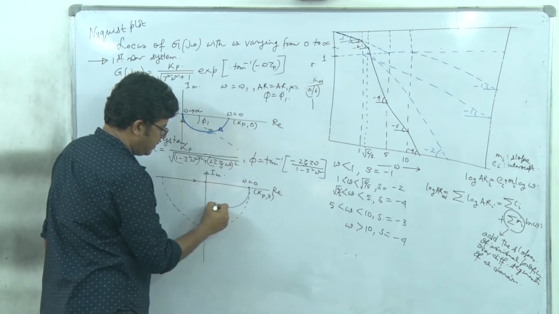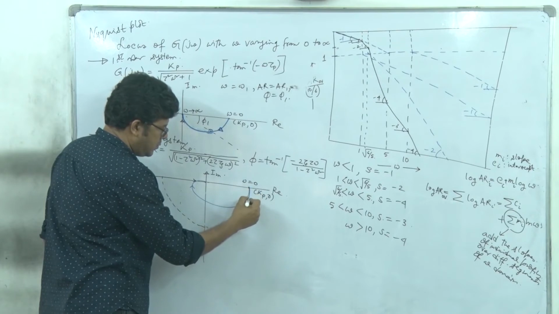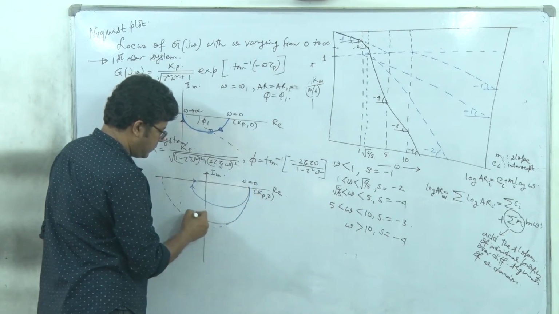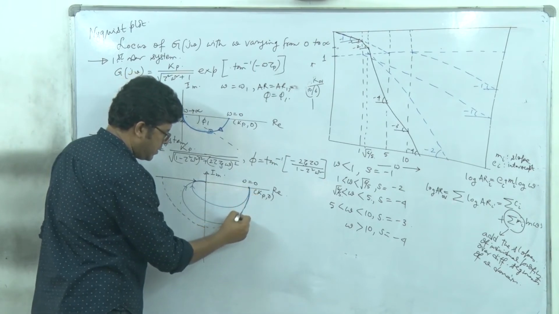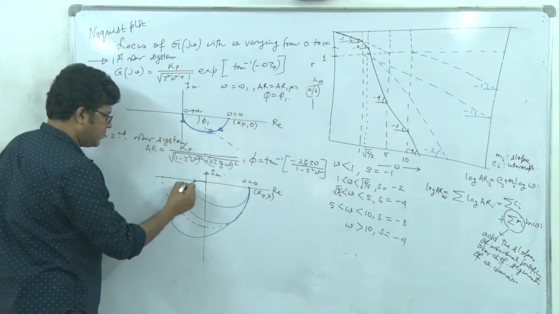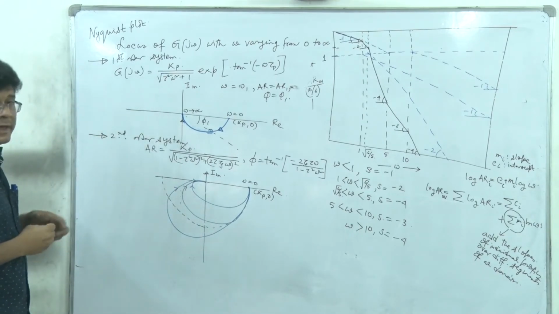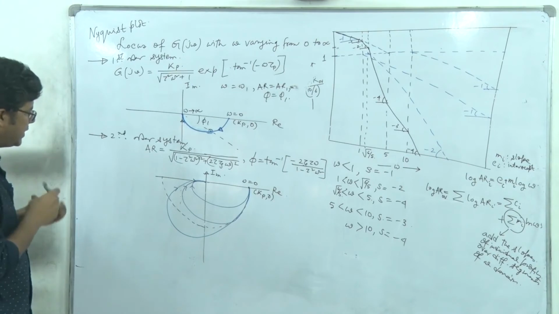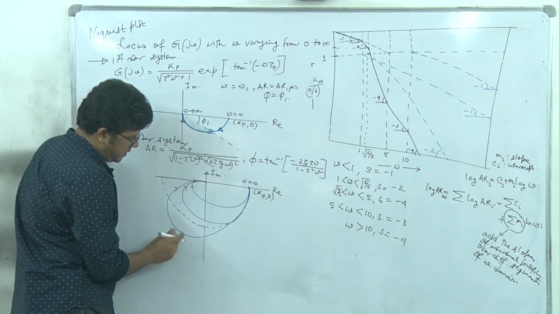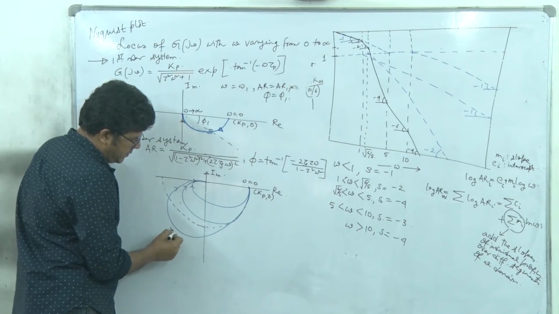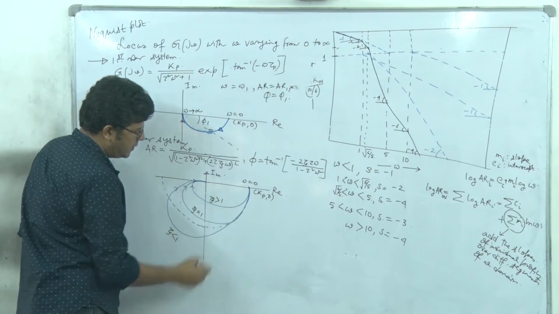It will be like this. It may be like this, or it may be like this, right? That again depends on whether the system is overdamped, underdamped or critically damped. So this is definitely underdamped, this is critically damped and this is overdamped.